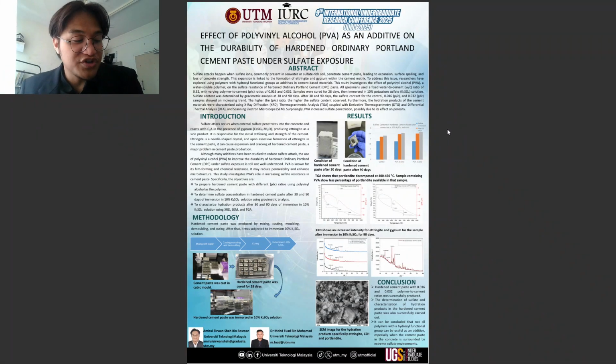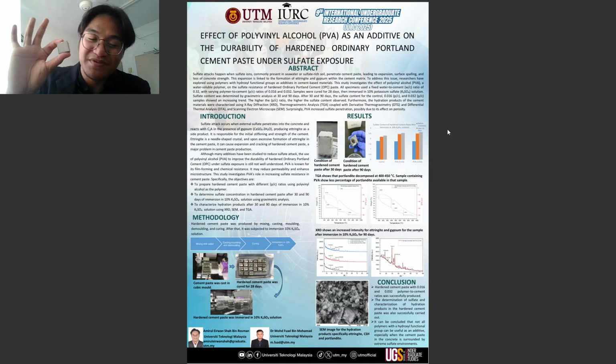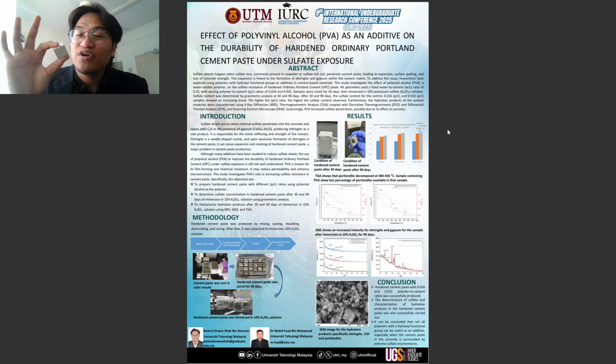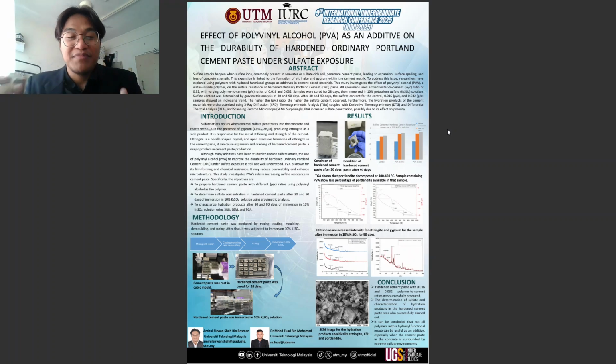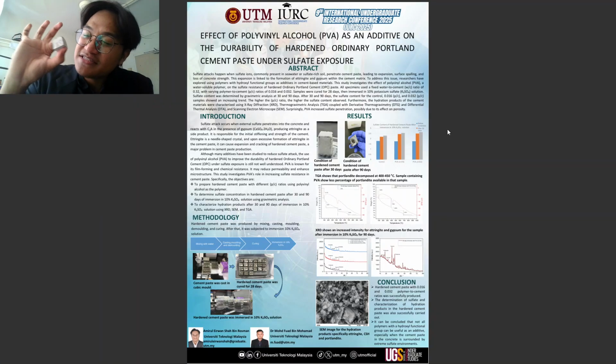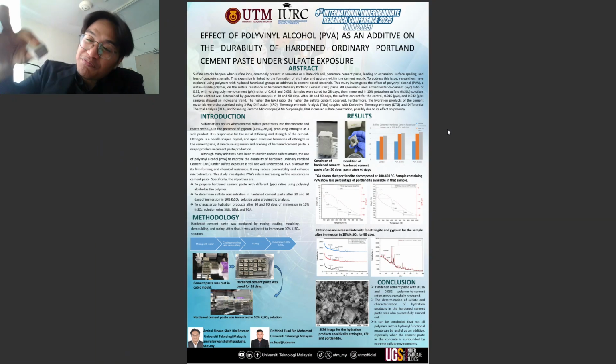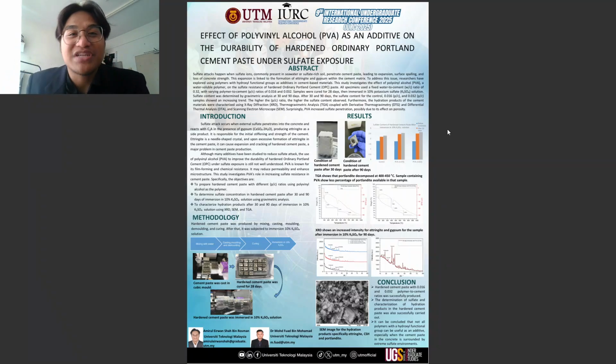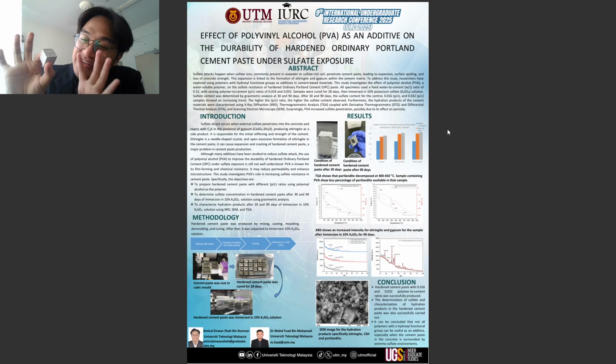So we will go straight to the methodology. This is the hardened cement paste. Hardened cement paste was produced by mixing, casting, molding, demolding, and curing. After we get this kind of cube, we are going to immerse this cube into the sulfate solution. So how do I get this kind of cube?